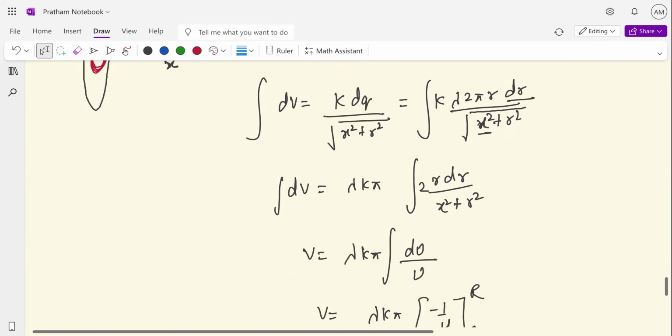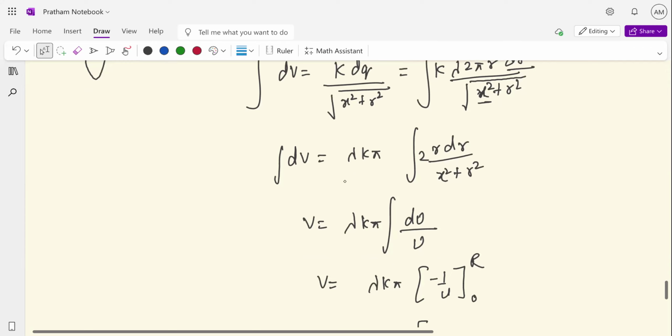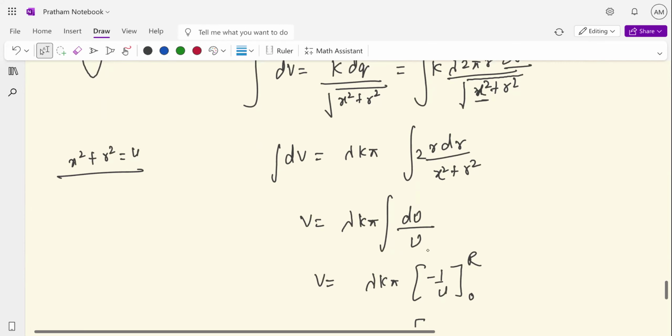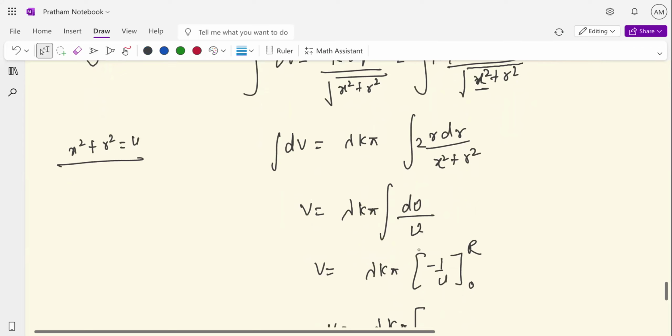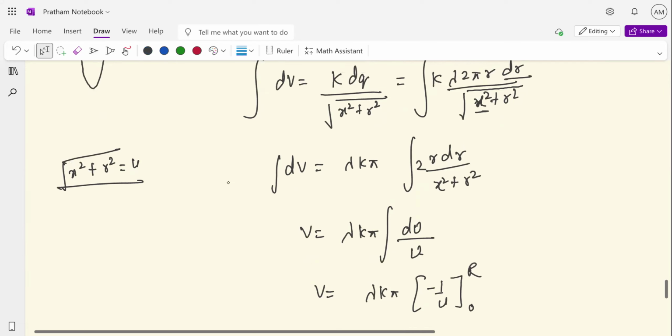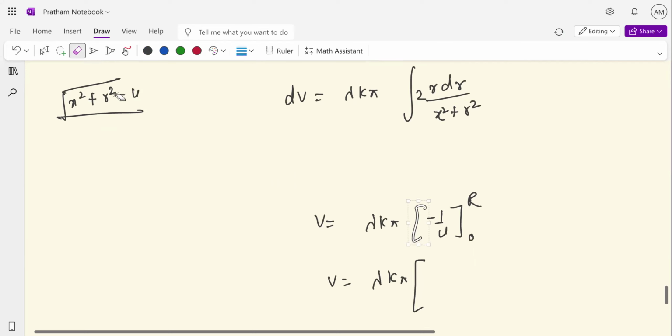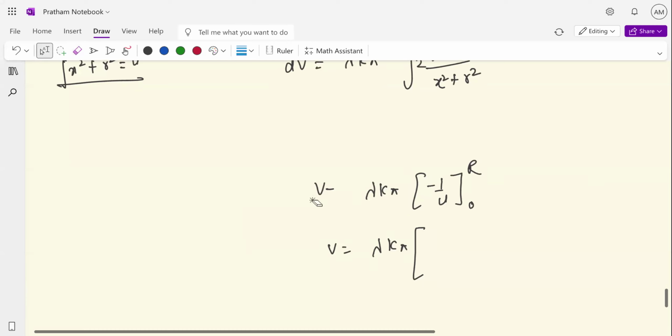Now I'll tell you one more thing. If you do this method as I told you, this is also fine. But finally, when you are putting the value instead of this u, you have to put this thing. Clear? Wait, I'll just teach this part again, because the integration will now change.